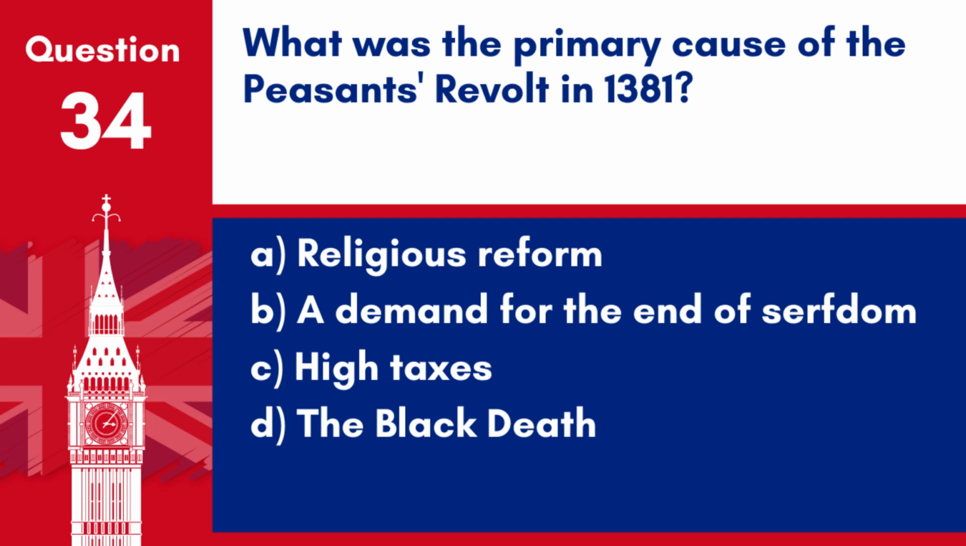Question 34. What was the primary cause of the Peasants' Revolt in 1381? A. Religious reform. B. A demand for the end of serfdom. C. High taxes. D. The Black Death. Answer. C. High taxes. The primary cause of the Peasants' Revolt in 1381 was high taxes.